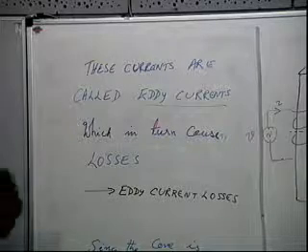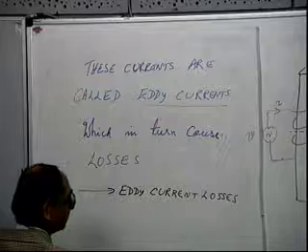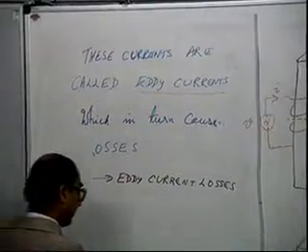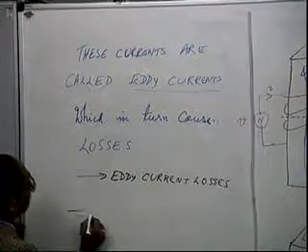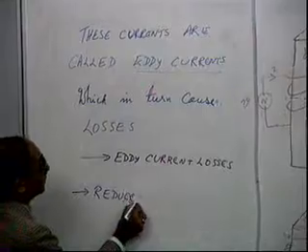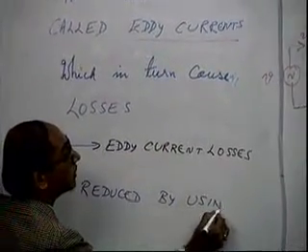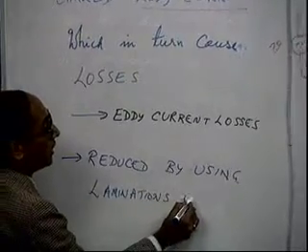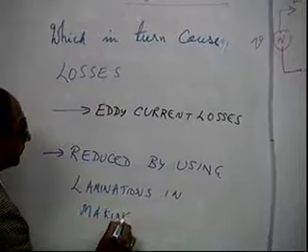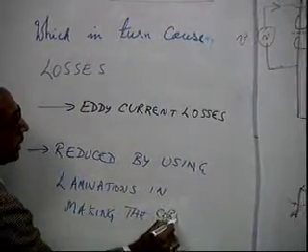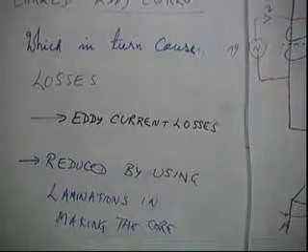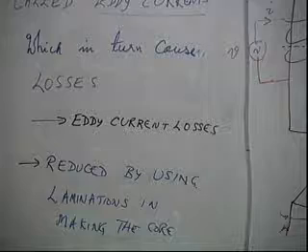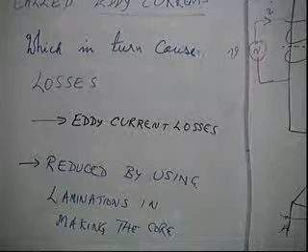Now, how can these be reduced? Can you reduce them? Yes, by laminations. They can be reduced by using a laminated core, by using laminations in making the core. So whenever you see an electromagnetic device which carries AC, you will invariably see that the cores are made up of laminations. It is not solid iron, but laminated pieces stacked together.